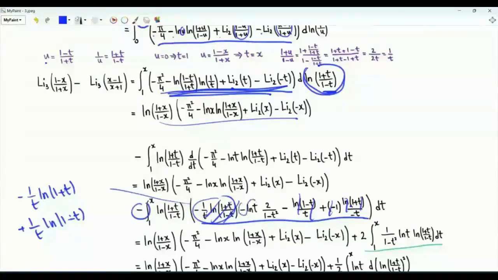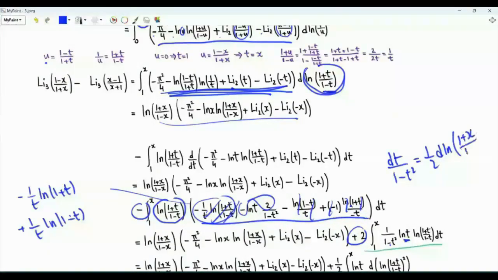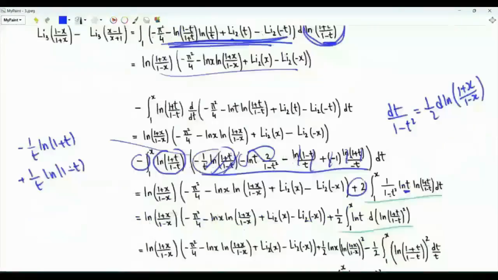We just have minus 1 times minus 2, that's 2, the integral over t from 1 to x, 1 over (1-t squared) ln t, and then this logarithm here. Recall that we had the following result, which we obtained on the previous page, and which I will write down using t. dt over (1-t squared) is 1/2 d ln((1+t) over (1-t)). Thus, we can write this term as 1/2 the integral over t from 1 to x, the natural logarithm of t, d of the square of this logarithm.